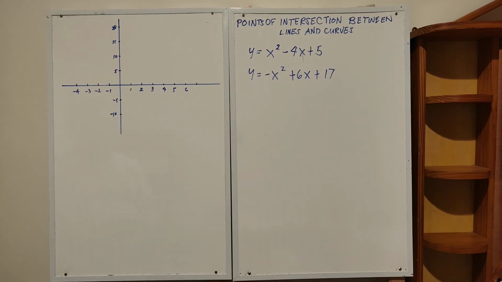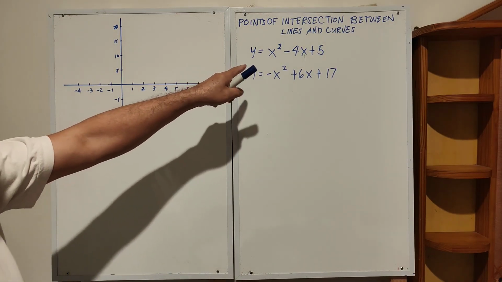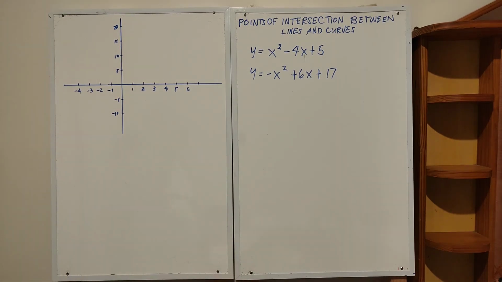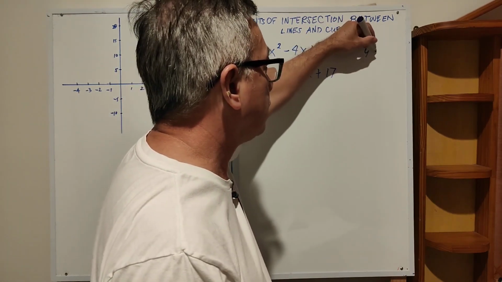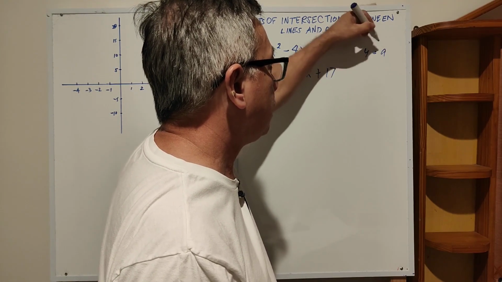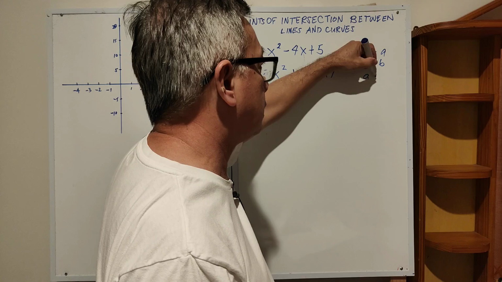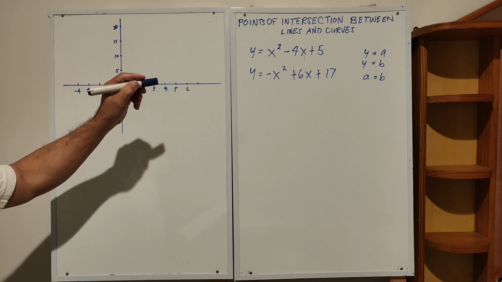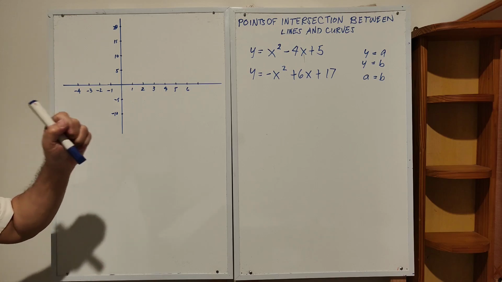Here is another example. We have two curves: y is equal to x squared minus 4x plus 5, and y is equal to negative x squared plus 6x plus 17. If you remember our earlier discussion, if y is equal to a and y is equal to b, we can say that a is equal to b. Earlier we discussed solving two equations in two unknowns by substitution.